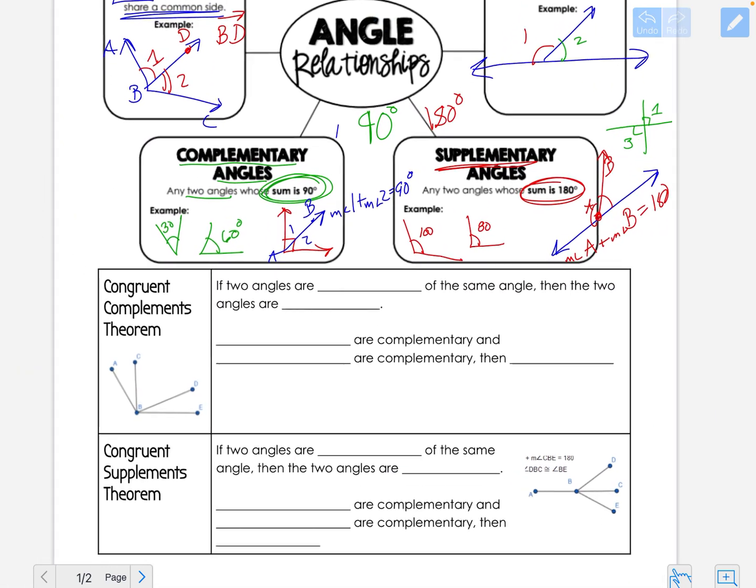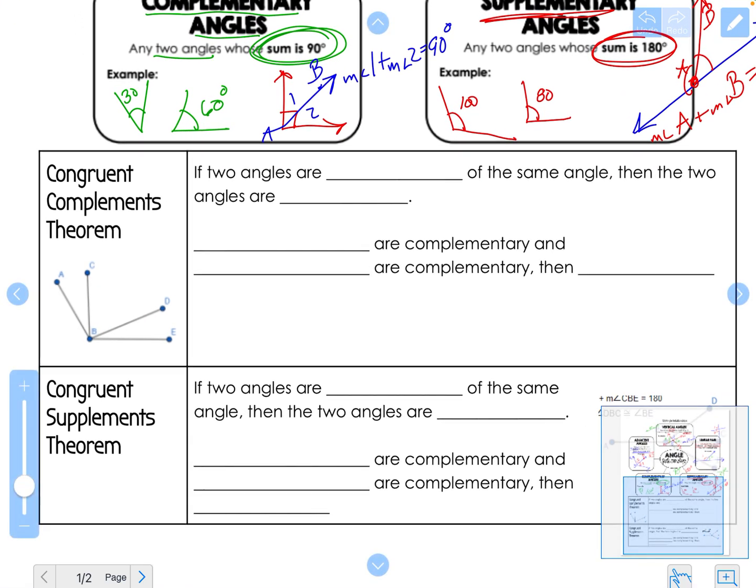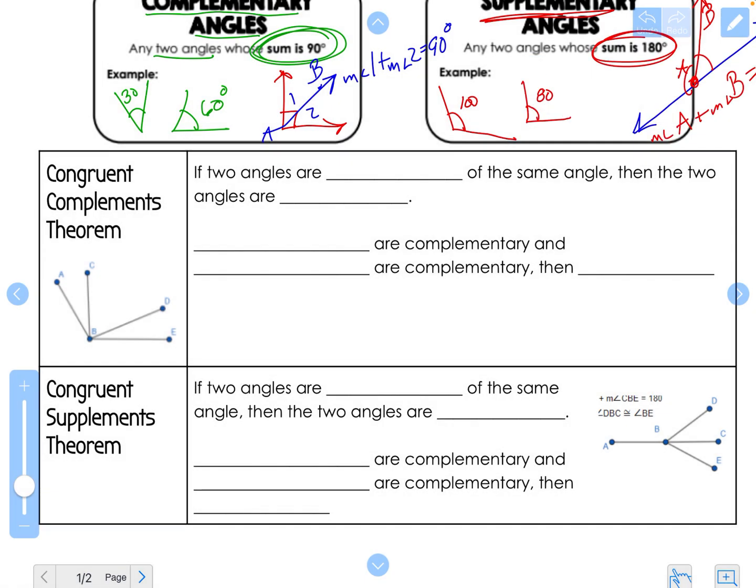All right, we've got a couple of theorems that we are going to see in practice problems and throughout the year, and these are just some quick things that we need to make sure that we know. If two angles are complements of the same angle, then the two angles are congruent. What we know about complementary angles is they have to equal 90 degrees. So anytime we're talking about the congruent complements theorem, we're talking about 90-degree angles.